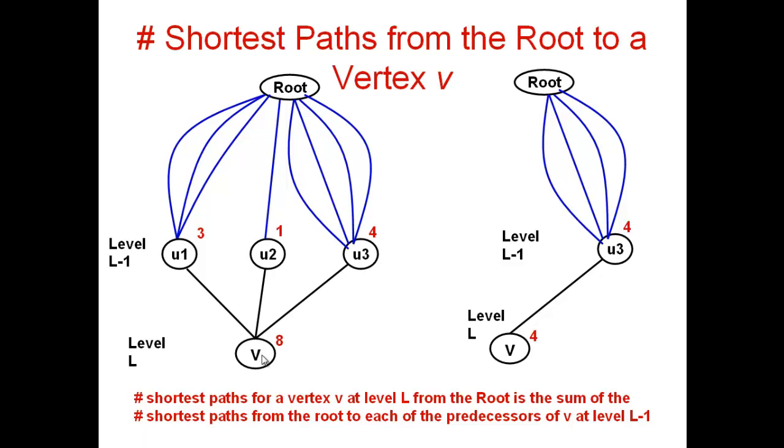Okay, so sometimes you may not have more than one predecessor. So if you have something like this where the root is there and you have four shortest paths to vertex U at level L minus 1, and what you want to find is the number of shortest paths from the root to V. So we can take each of these four shortest paths to reach U and then take this edge to reach V. So there will be only four shortest paths from root to vertex V. Okay.